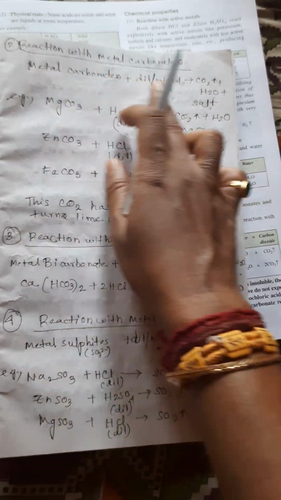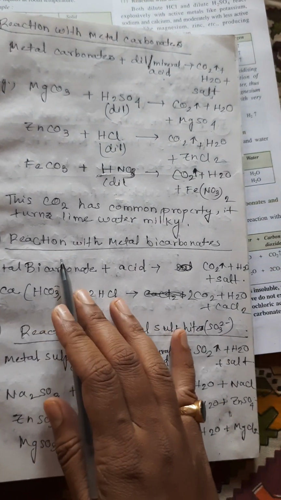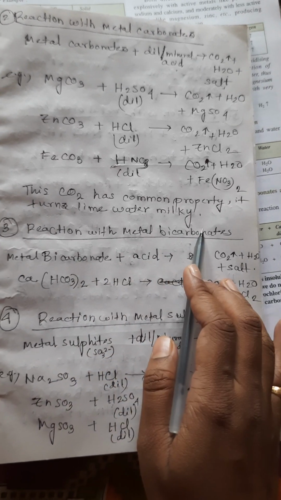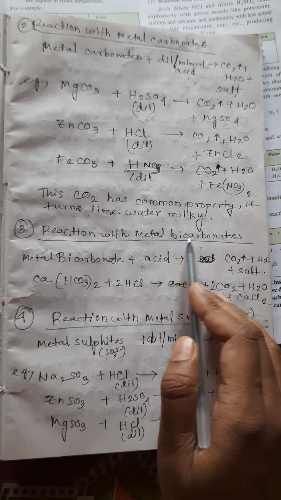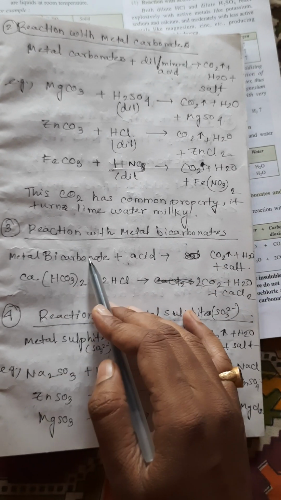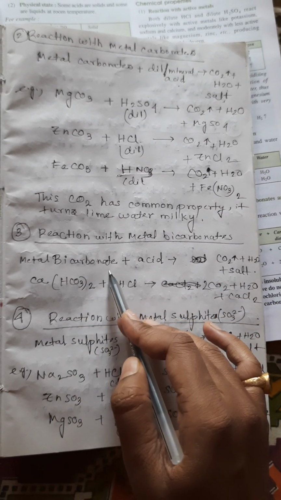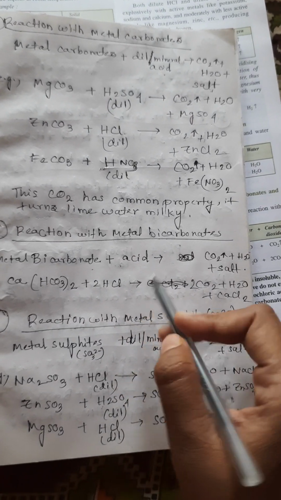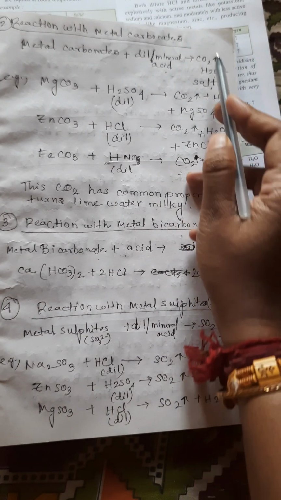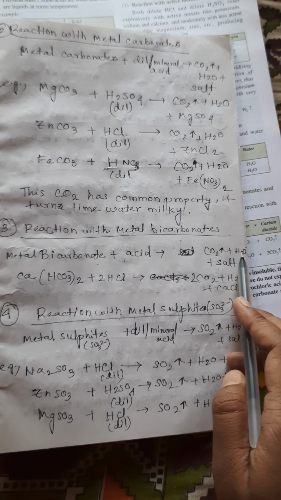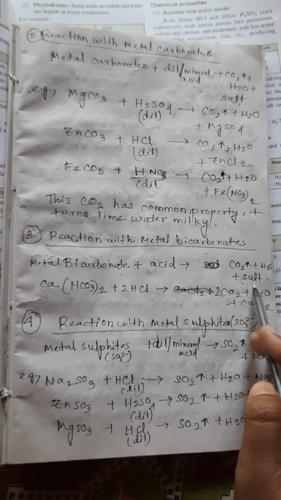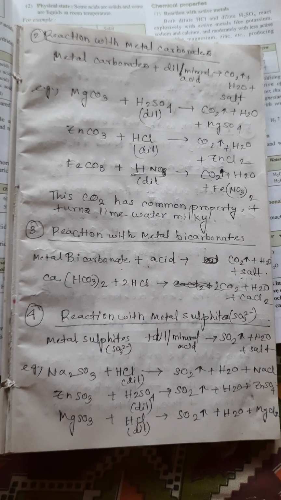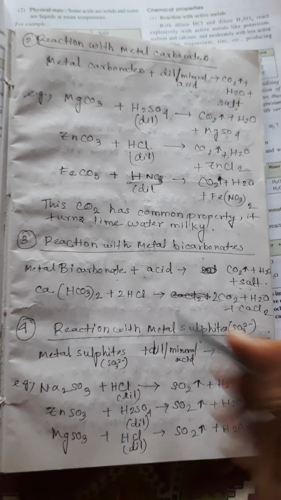Now this reaction, reaction with metal carbonates, is completed. The third reaction is reaction with metal bicarbonates. This is very easy. Bicarbonate means hydrogen carbonate, only one hydrogen atom is present. When metal bicarbonate reacts with acid, it also produces the same products: carbon dioxide, water and salt. Is this clear? Salt of the metal which we use in this reaction.